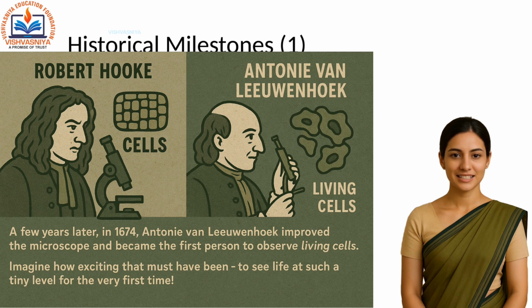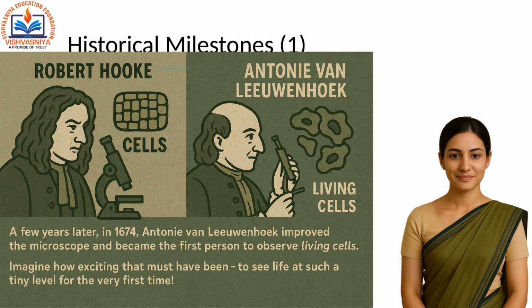Back in 1665, a scientist named Robert Hooke looked at a thin slice of cork under his microscope. He noticed small box-like structures and named them cells because they looked like little rooms. A few years later, in 1674, Antony van Leeuwenhoek improved the microscope and became the first person to observe living cells. Imagine how exciting that must have been to see life at such a tiny level for the very first time.